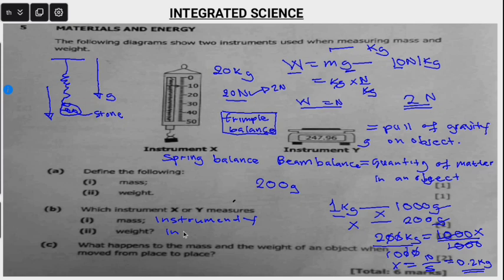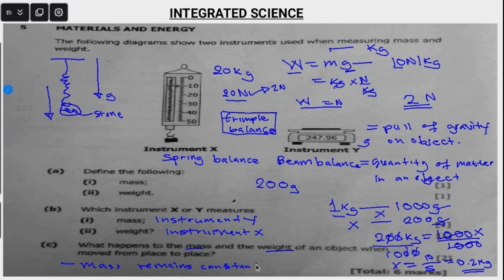So one thing that you need to understand here, I've explained that the mass is going to remain constant from place to place. So you can just say mass remains constant from place to place. So you can say remains what? Constant.